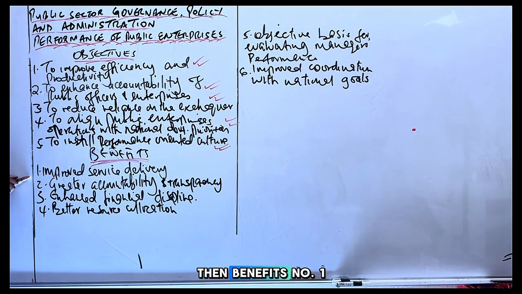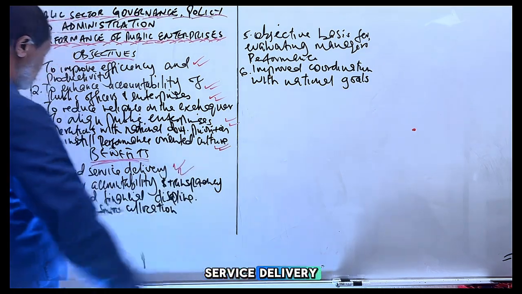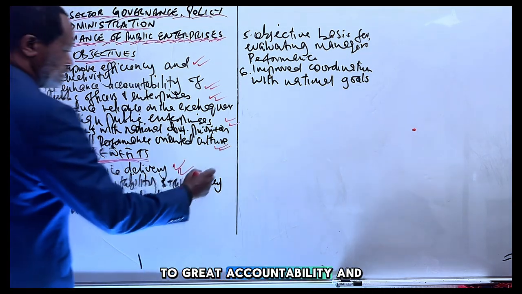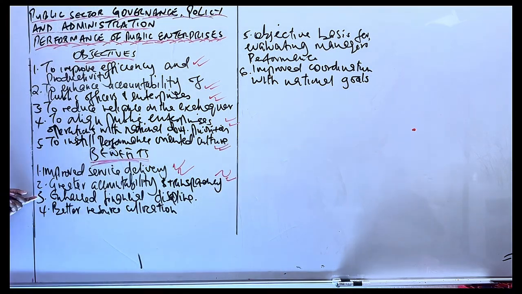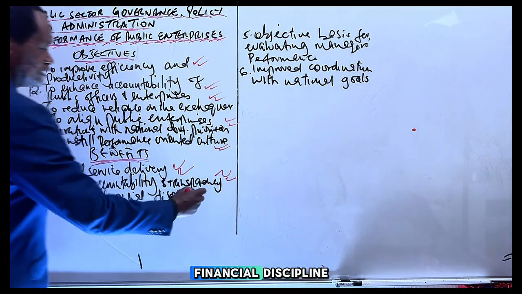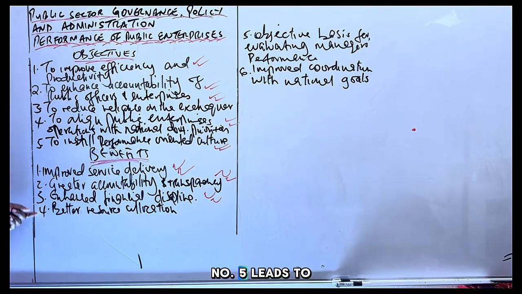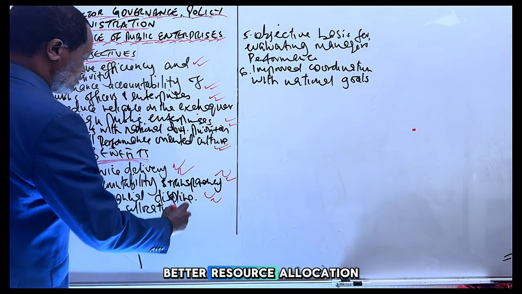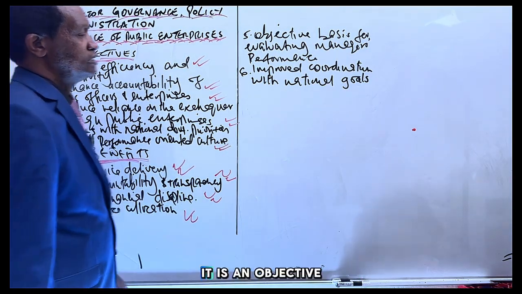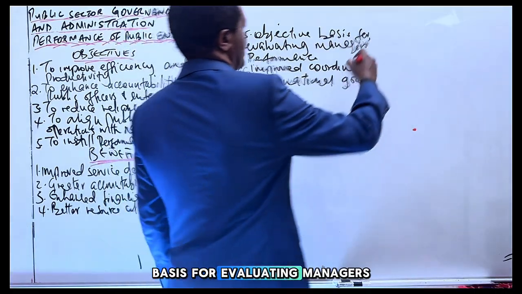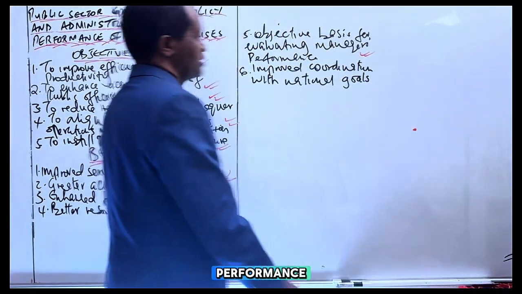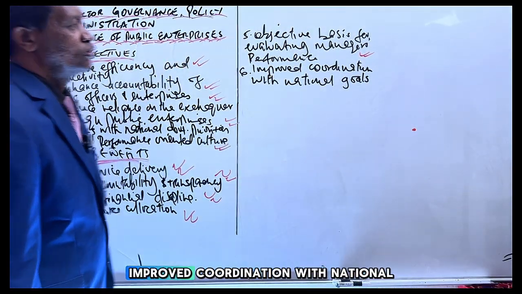Then benefits, number 1, we have improved service delivery. Number 2, it leads to greater accountability and transparency. Number 3, it enhances financial discipline. Number 4, it leads to better resource allocation. Number 5, it is an objective basis for evaluating managers' performance. Then lastly, it leads to improved coordination with national goals.